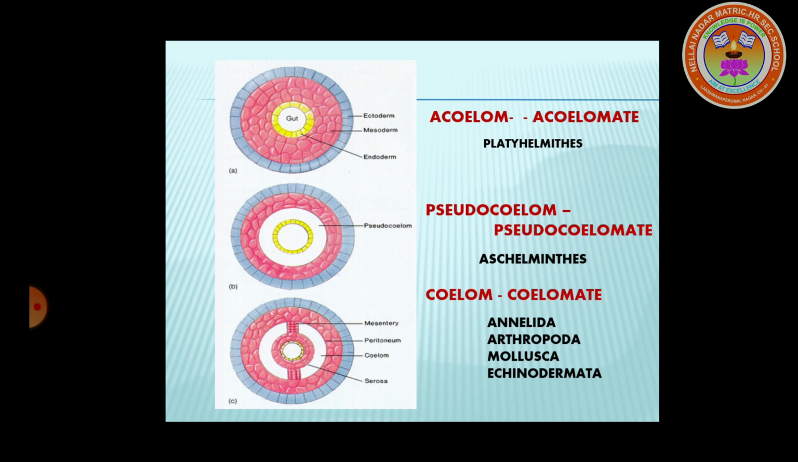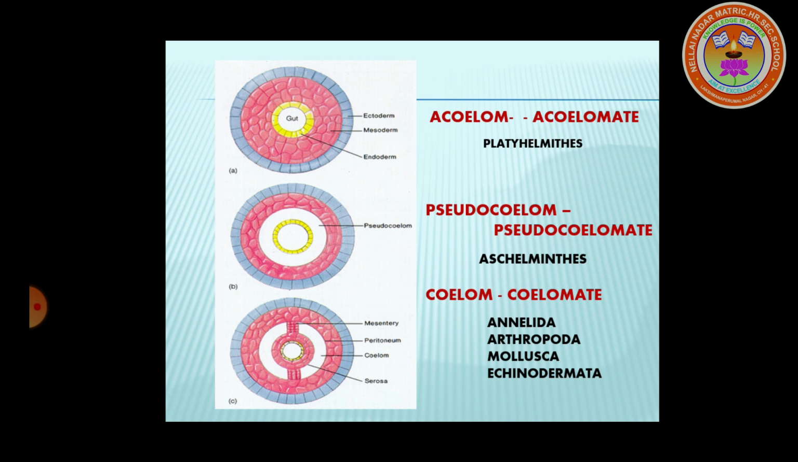If an animal does not have a body cavity, such an animal is called an acoelomate animal. If an animal has a proper body cavity within the mesoderm, it is known as coelomate or eucoelomate animal. In some animals, the body cavity may be formed between endoderm and mesoderm. Such animals are called pseudocoelomate animals.